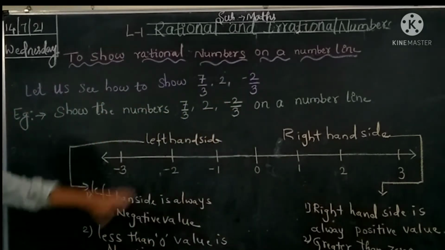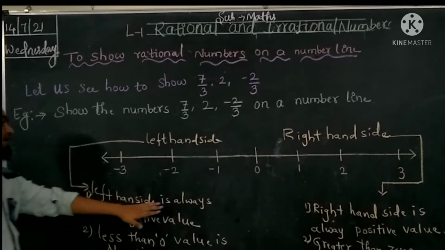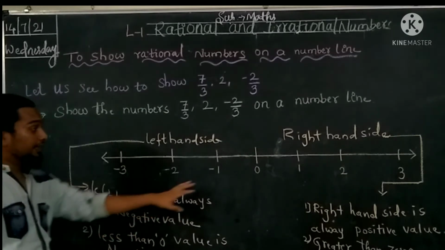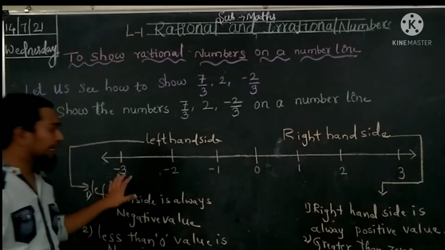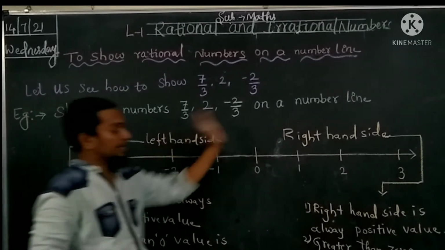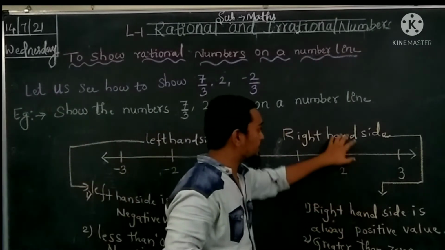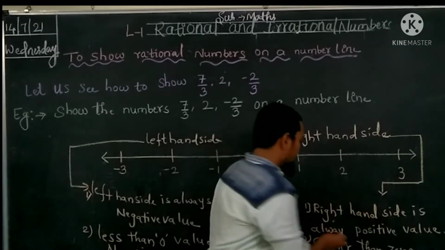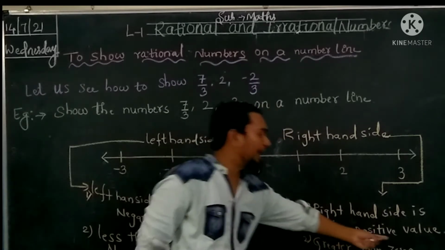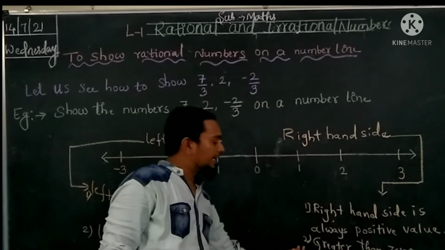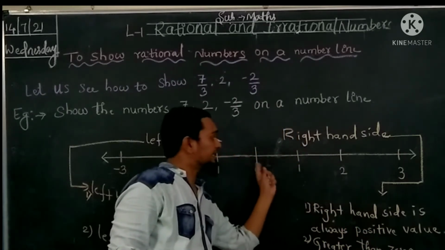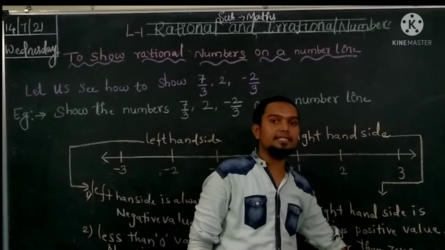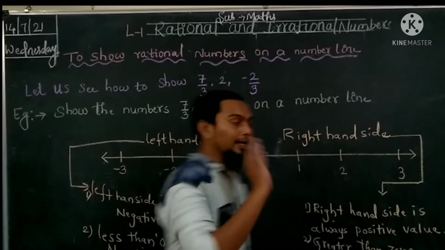In the given condition, the left hand side is always negative value. Second point, less than 0 value is negative value. Next, the right hand side is always positive value. Second point, greater than 0 value. This greater than 0 value is positive value.